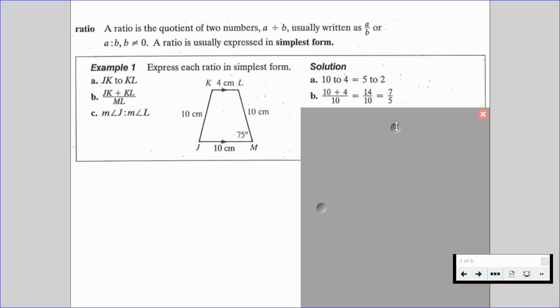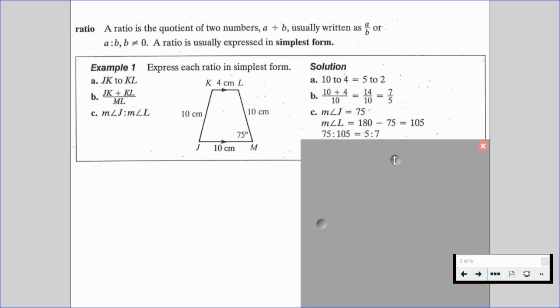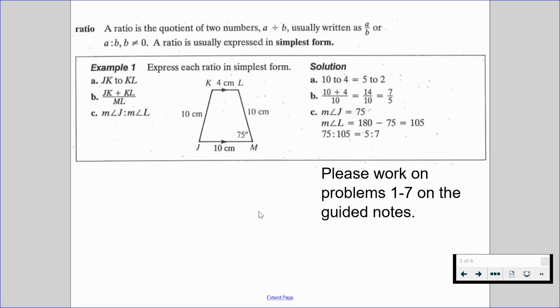And lastly, the measure of angle J to the measure of angle L. Well, the measure of angle J is 75. Measure of angle L is 180 take away 75, so 105. So as we write our ratio, it would be 75 to 105. We can simplify to 5 to 7. With this in mind, please work on problems 1 through 7 on the guided notes and resume when you're ready to move forward.